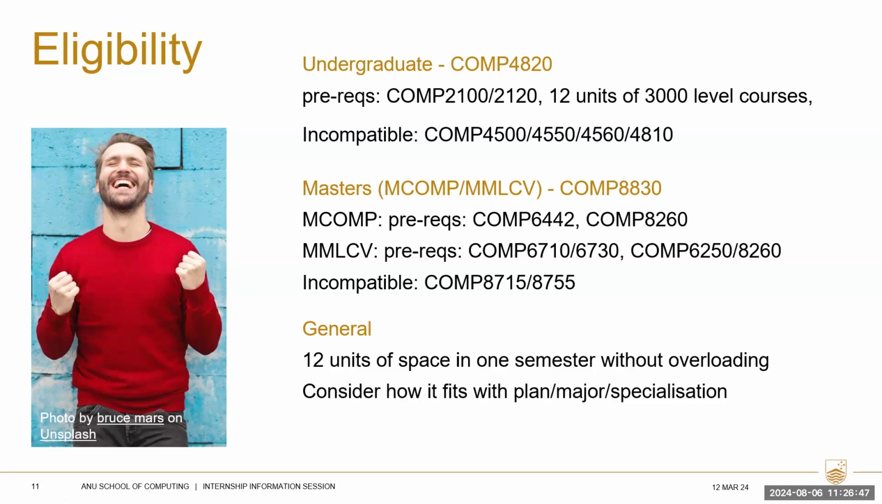And in general, you need 12 units of space in one semester without overloading. So you also want to consider how that will fit in with your plans and majors and specializations in your program.